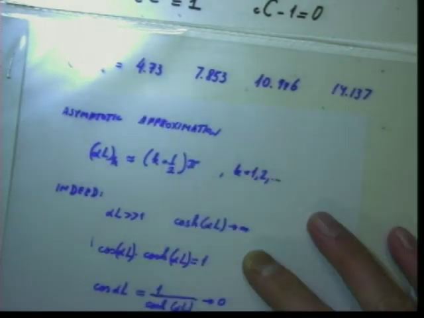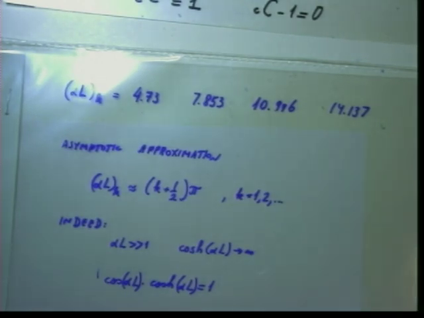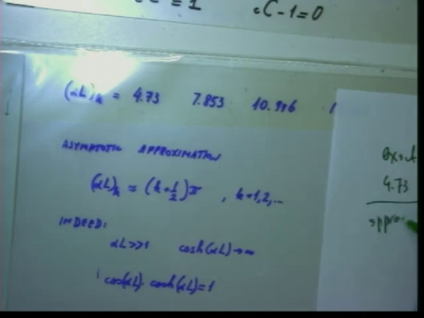Please pay attention. Even for the first frequency, the approximation is very good, because the exact value is 4.73. The approximate is pi plus half pi, 3.14 and 1.57. So that is 4.71 approximately. So it's less than 1% error for the clamped beam.